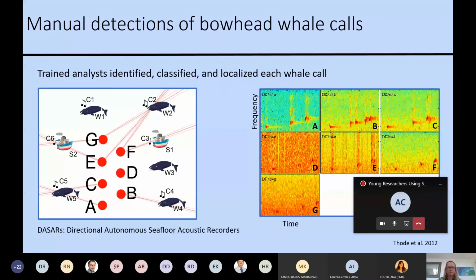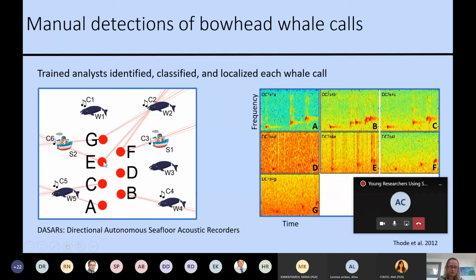So this is the data we have available from the bowhead whale migration study. So this is how this works. You see here on the left, the configuration of the 7 DASARs, at a particular site. You see the whales coming through, and some of the whales don't make any sounds, some make sounds and are undetected. But let's look at this whale here, whale 2, who makes this call, and that's detected by 3 sensors.